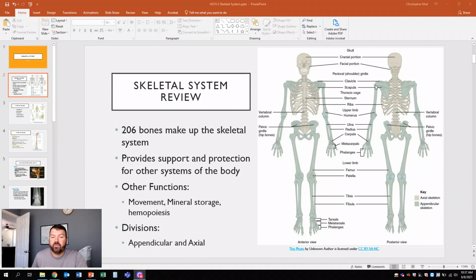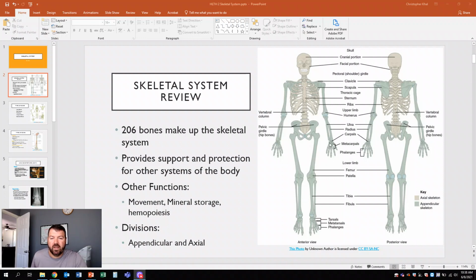Here we have the humerus, and then we have the radius and ulna. To identify where one is versus the other, the radius always is on the same side as your thumb. Always. Even if I turn my hand, my radius is still on my thumb side, and the ulna is always opposite. Your radius always rotates around your ulna, hence radius.